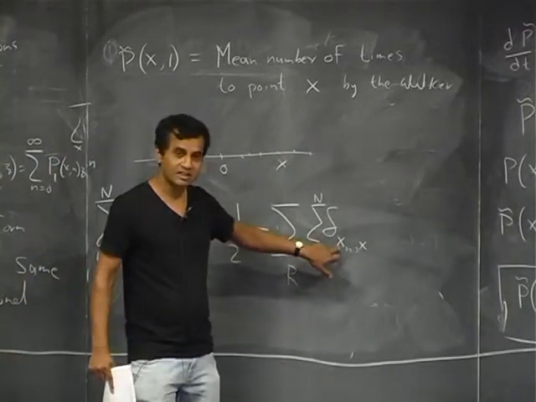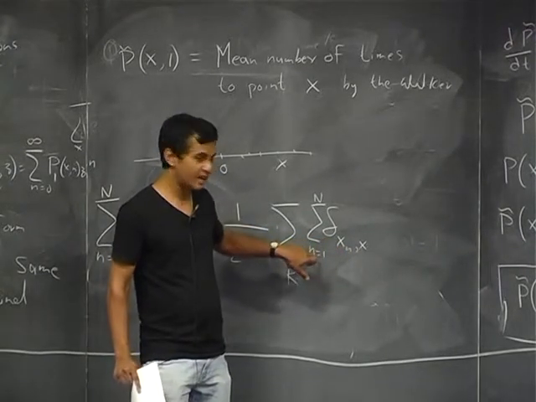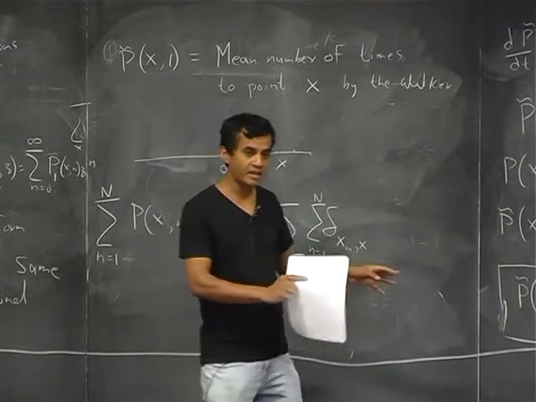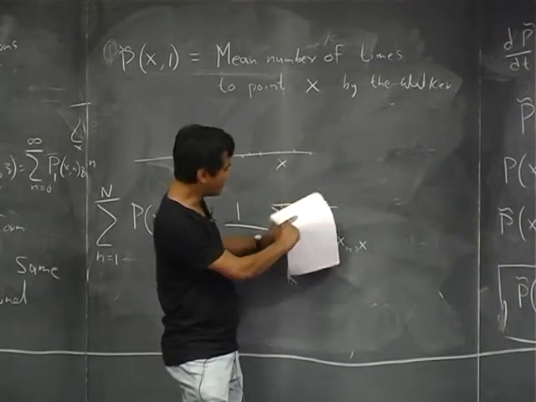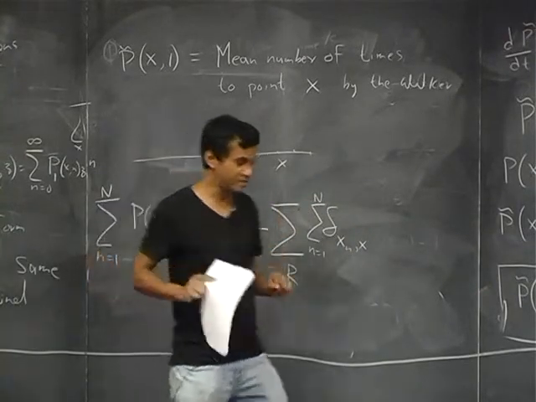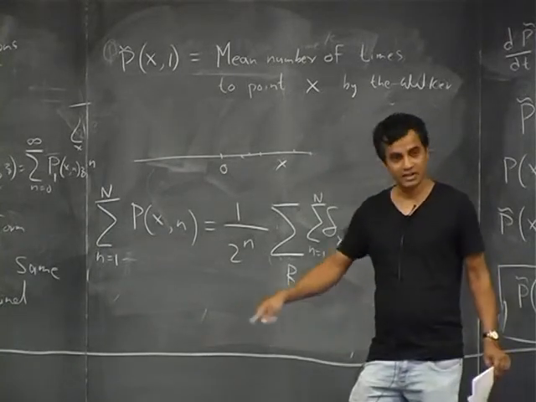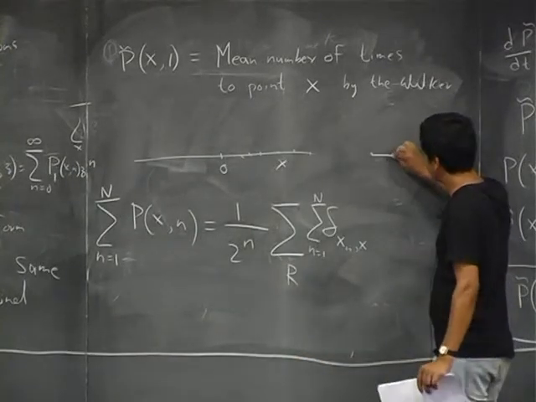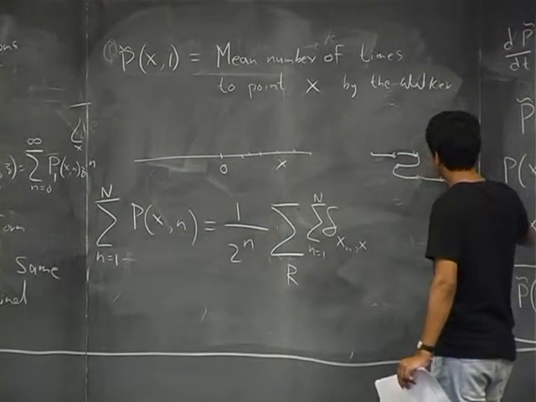No. See, this is a delta x. If at any step I am at x, right, then this is 1. So in a given realization, supposing this is just one realization, okay, in one realization I am counting this object. See, you have to think physically. Supposing my walk is this in 1D, right? So I'm walking like this, like this, like this.